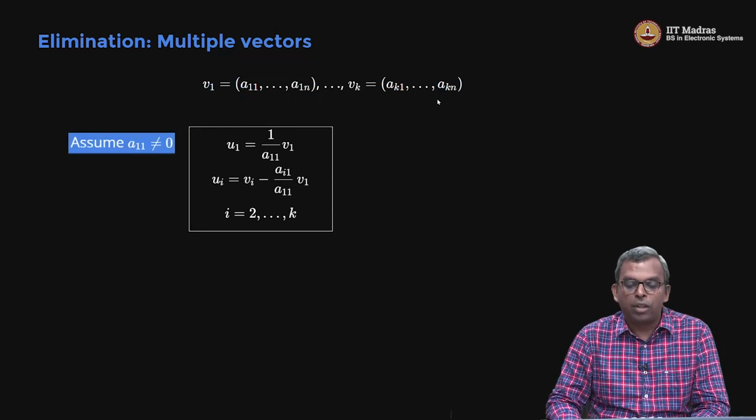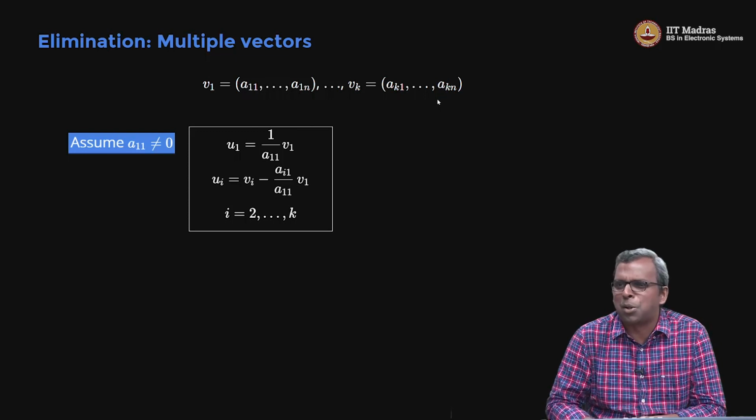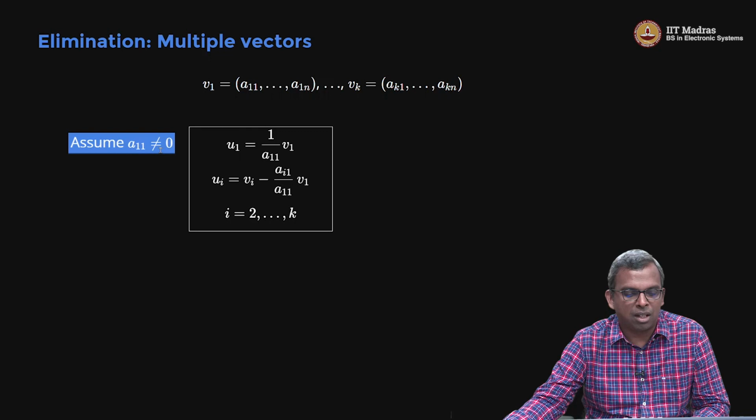First thing is we will assume pivots are non-zero. We have been having these pivots play a central role in elimination, and they are very important. So, we will assume the first pivot is non-zero, meaning a11 is non-zero.